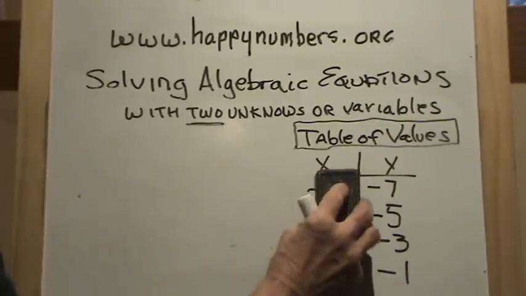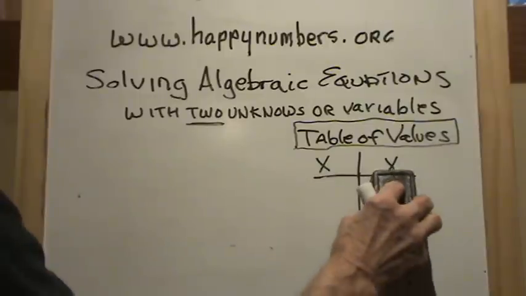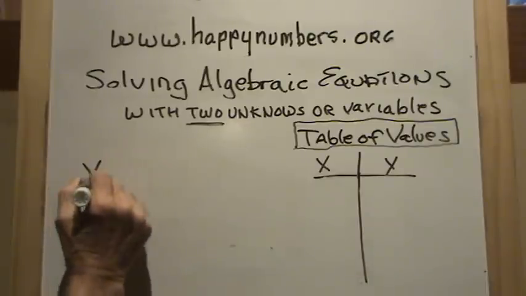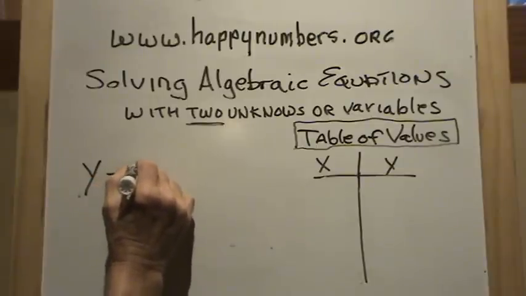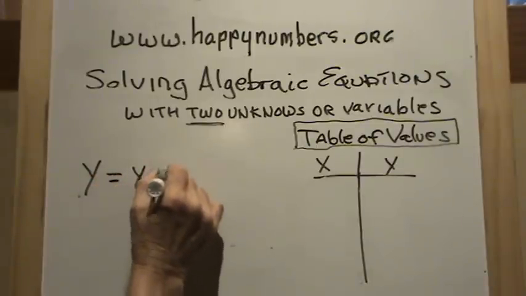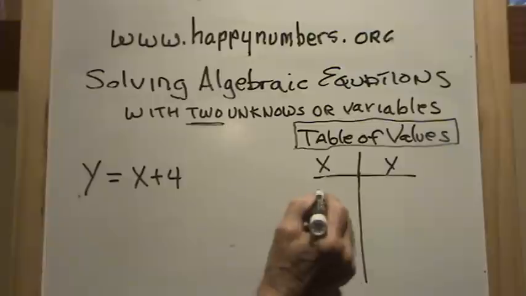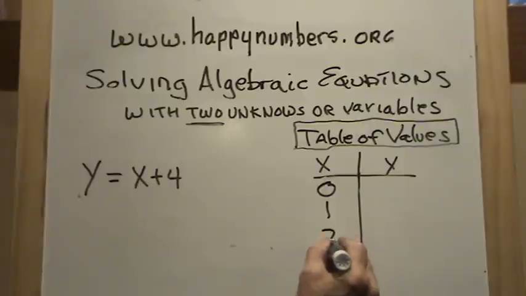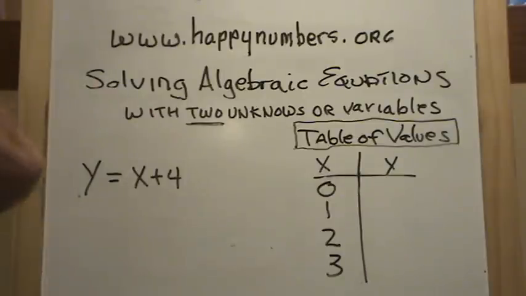I'll put a problem up for you, and I'll let you work this one. Let's say y equals x plus 4. And I'm going to give you the values. I want you to use x is 0, x is 1, x is 2, and x is 3. Figure out now what y will equal. Put your DVD or video on pause and work it out, and then turn it back on again.